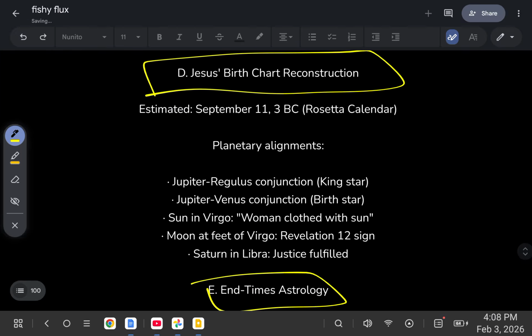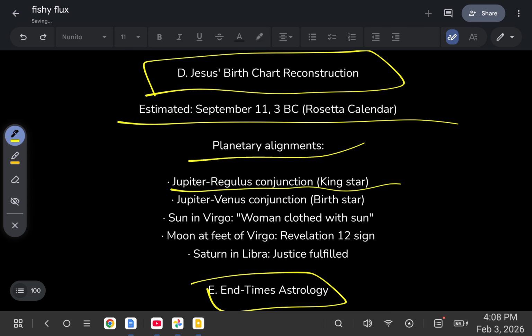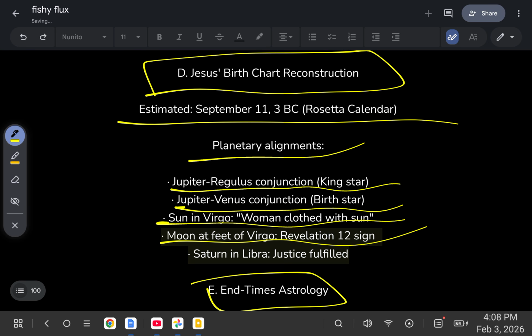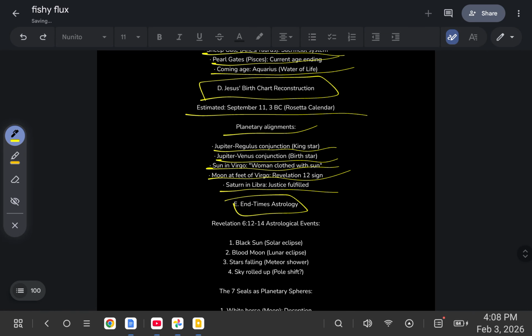Let's talk about Jesus' birth chart reconstruction. Estimated September 11th, 3 BC, Rosetta calendar. Planetary alignments being Jupiter Regulus conjunction, King Star, Jupiter Venus conjunction, Birth Star, Sun in Virgo, woman clothed with sun, Moon at feet of Virgo, Revelation 12 sign, Saturn in Libra, justice fulfilled.